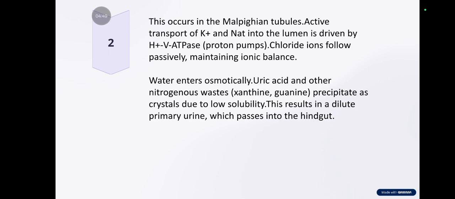This occurs in the Malpighian tubules. The active transport of sodium and K+ into the lumen is driven by proton pumps. Chloride ions follow passively maintaining ionic balance. The water enters osmotically. Uric acid and other nitrogenous waste such as xanthine and guanine precipitate as crystals due to low solubility. This results in a dilute primary urine which passes into the hindgut.